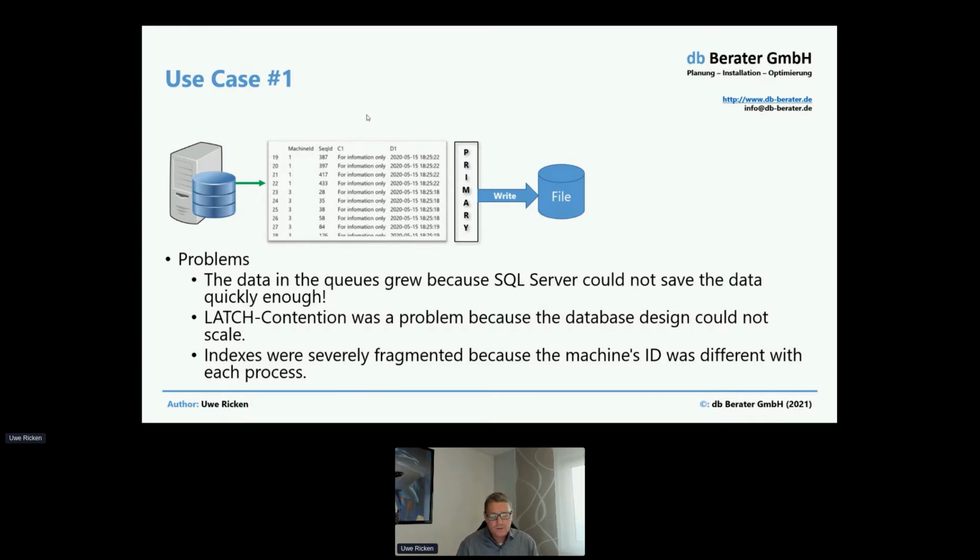So this latch contention was the problem, because the database design was not able to scale. Think about how the system works. When we have an index on the machine ID and on the date, and exactly in this order, so the machine ID first and then the date, then we have a problem with the insert statement, because with every single thread, a different machine ID appears and wants to get inserted into the table. And not only does the row get inserted into the table, but it could be that the page where the data gets stored is full, and then SQL Server produces a so-called page split. And this was one of the problems we had here.